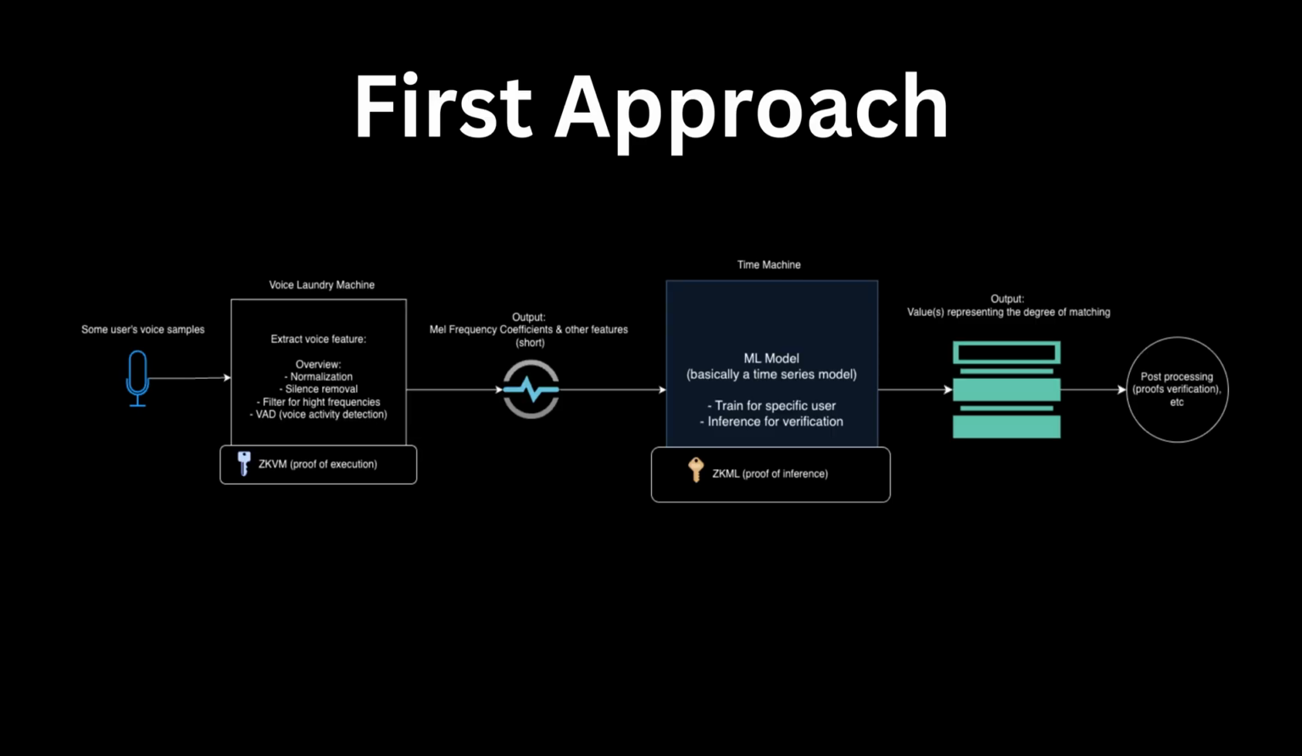Our first approach was to use two main components: a voice laundry machine for the pre-processing and extracting of the voice features, and a time machine, a time series model, for the learning or inference on those features, made voiceprints.